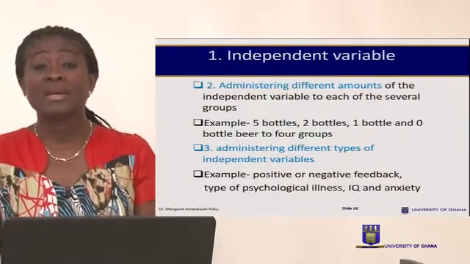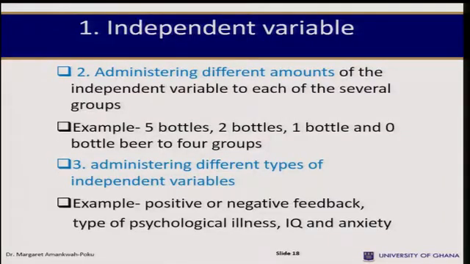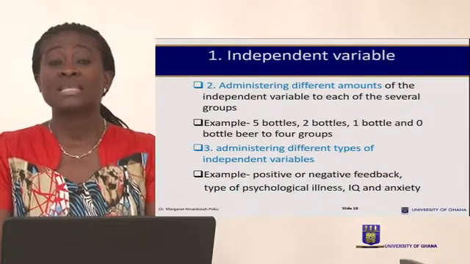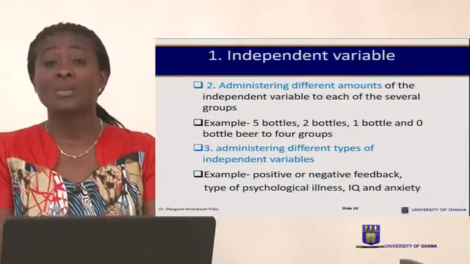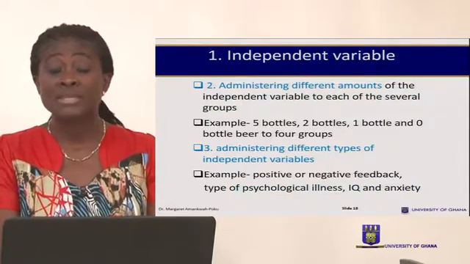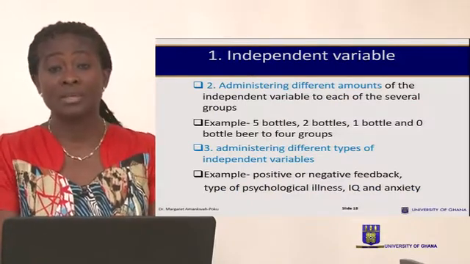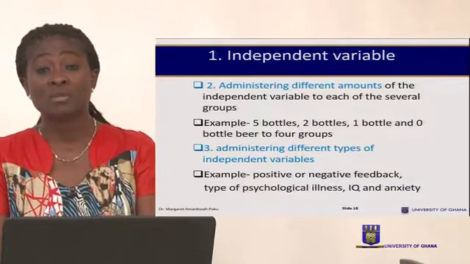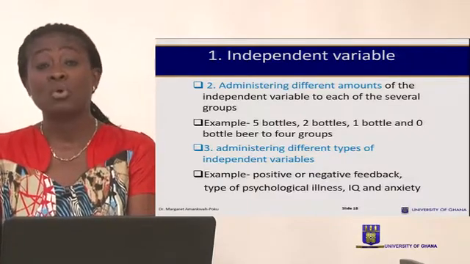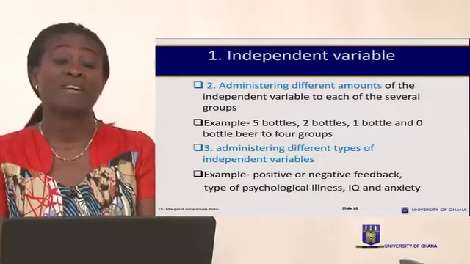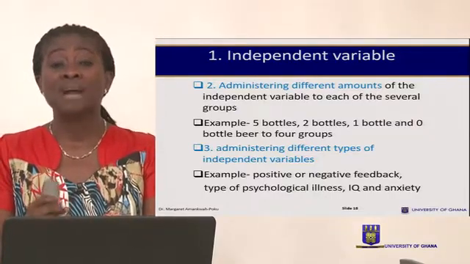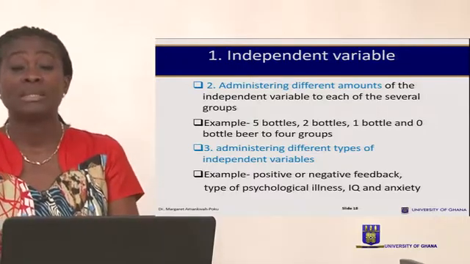Then we can also vary the independent variable by administering different amounts of the independent variable to the several groups that we are testing. So again, using the example of alcohol, if we have 4 groups of participants, we would administer different amounts of alcohol to the 4 groups. We can say that one group will be the control group, so they will not receive any alcohol at all. That will be group 0. Then group A will be administered 1 bottle of alcohol, group B will be administered 2 bottles of alcohol, and C will have maybe 5 bottles of alcohol. So we are varying the amount of independent variable that we are administering.